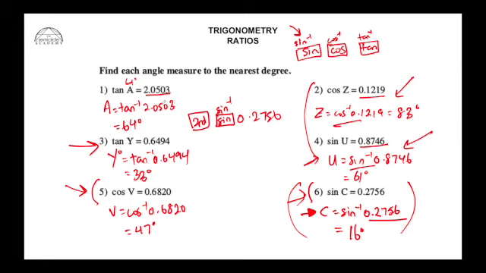And you could see here that we use inverse when we don't know the angle, right? So when we don't know the angle, like tan A, what is tan? Tan is opposite over adjacent. So if we don't know the angle, we can take the opposite side divided by the adjacent side in order to get that ratio. And then we can use the tan inverse on the calculator to actually get the angle.